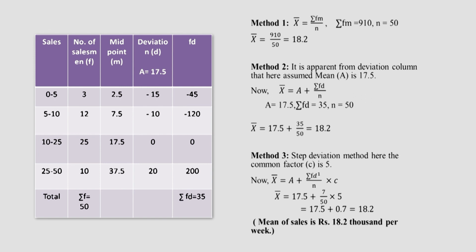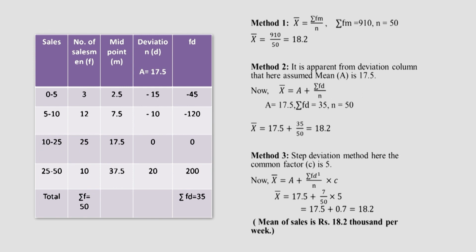7.5 minus 17.5, and the answer is minus 10. 17.5 minus 17.5, and the answer is 0, and 37.5 minus 17.5, and the answer is 20. You've got the data, right? Now as usual, this data is to be multiplied with the frequency.